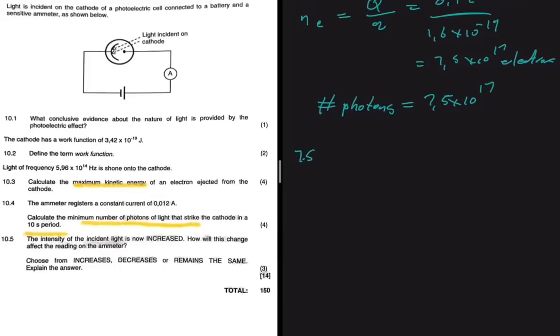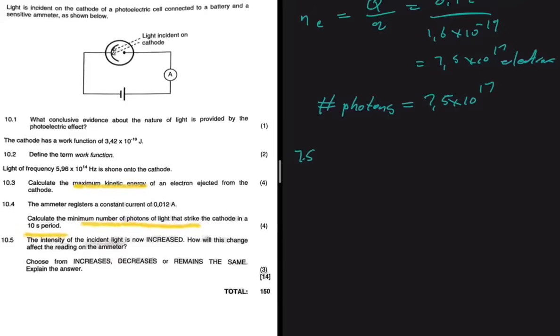10.5 is saying that the intensity of the incident light is now increased. How will this change affect the reading on the ammeter? Choose from increase, decrease, or remain the same. Explain the answer. So the reading on the ammeter will increase, right? The reading on the ammeter will increase if we increase the intensity.